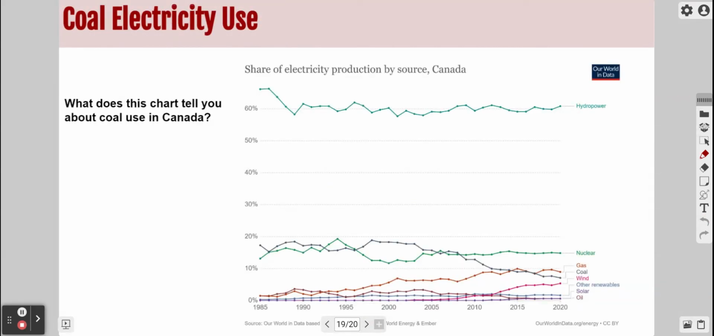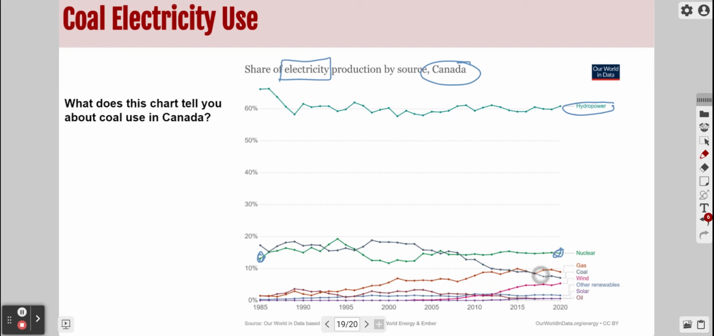What does this chart tell me about the coal use in Canada? All right, so here we go. Just Canada. We're looking at what sources are being used to produce electricity. So we're not just talking about energy, we're focused on electricity. Looks like hydropower has remained pretty consistent across the years. Nuclear looks pretty consistent still, like it started around the 11-12%, and I'd say it's still around the 12 or 13% range.